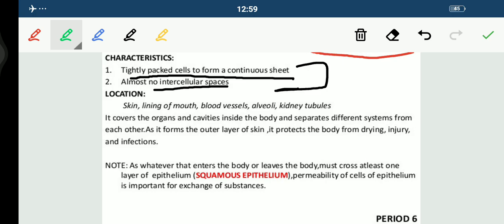Talking about their location, students, epithelial tissue is present in skin, lining of mouth, blood vessels, alveoli or kidney tubules. It covers the organs and cavities inside the body and separates different systems from each other. As it forms the outer layer of skin, it protects the body from drying, injury, and infection. A very simple thing that has been explained here, but very important. The outer layer of our skin is made up of epithelial tissue, and its function is to protect our body from drying, from any kind of injury and infection.